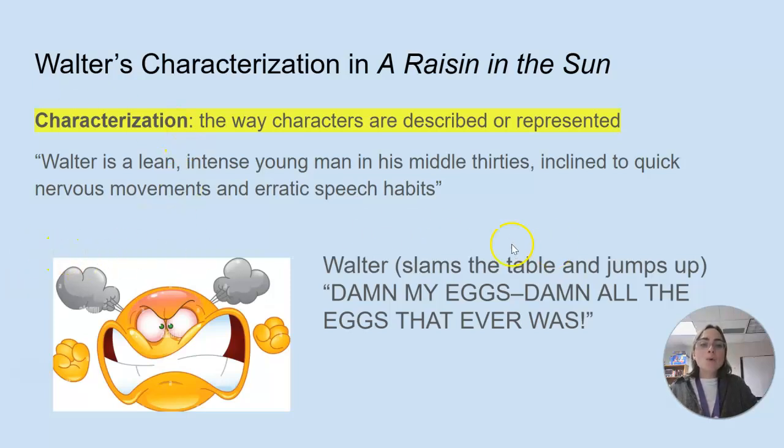And then we get more characterization by what Walter does. Here it says Walter slams the table and jumps up, and through what Walter says. Remember this scene when Ruth cooked Walter eggs, and Walter ends up screaming at her and says, "Damn my eggs, damn all the eggs that ever was." So through these actions and through the things that Walter's saying here, we learn a lot. We learn that there's tension and conflict in his relationship with Ruth. We learned that he's someone who has really big emotions and a lot of anger. So this is an example here of characterization and how we learn about characters while we read.